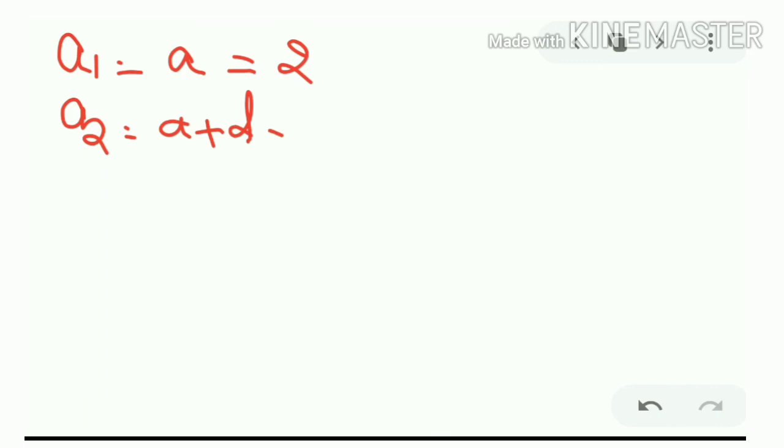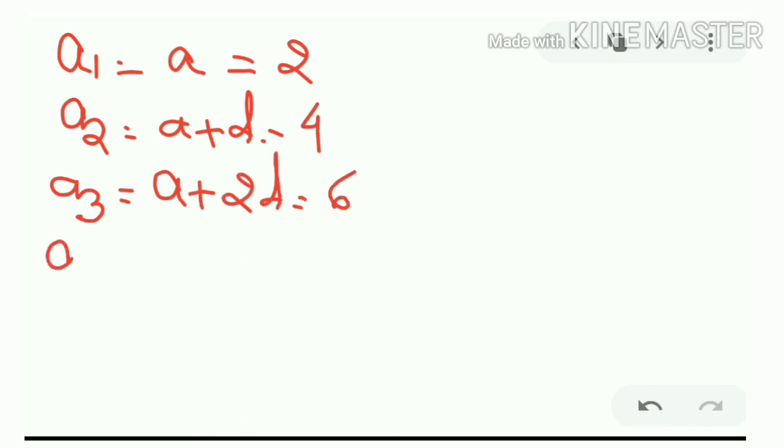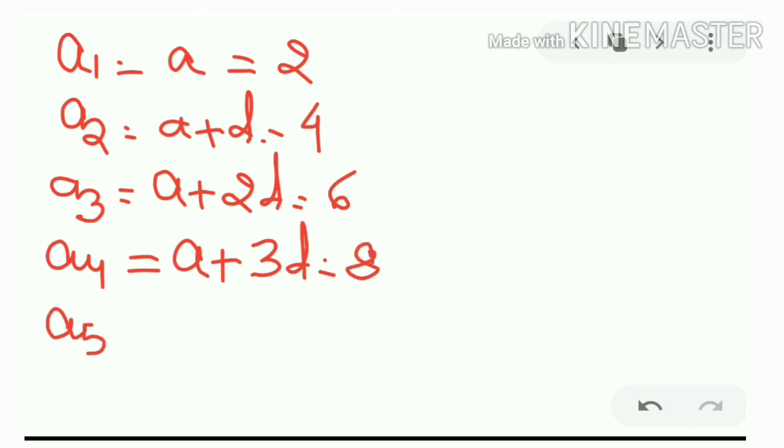So what is the conclusion? I got A1 equal to A, that is equal to 2. A2 is equal to A plus D, that is equal to 4. A3 is equal to A plus D plus D, that is A plus 2D, which is equal to 6. A4 is equal to A plus 3D, which is equal to 8. And finally, A5 is equal to A plus 4D, which is equal to 10.